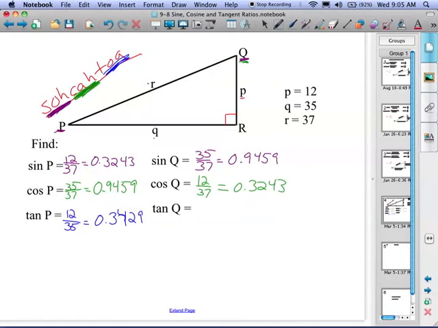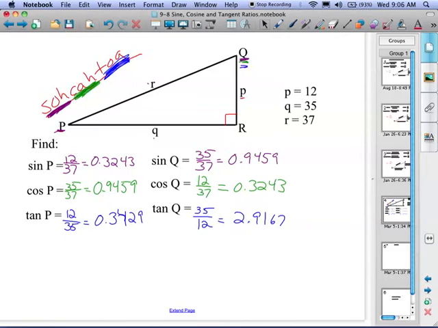we get 0.3243. Finally, we're going to find the tangent of angle Q, which is going to be the opposite side over the adjacent side. So for angle Q, the opposite side is little q, which is 35, and the adjacent side is little p, which is 12. And 35 divided by 12 leaves us with 2.9167.